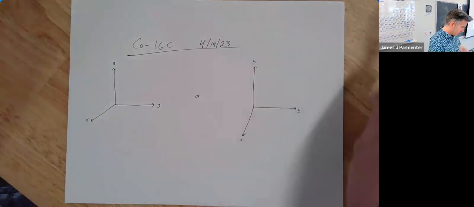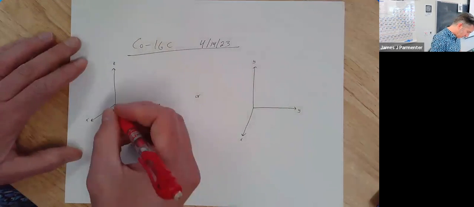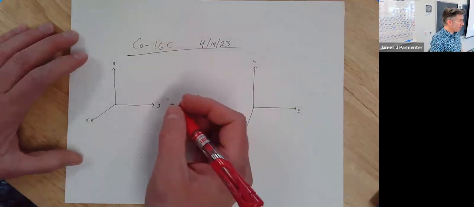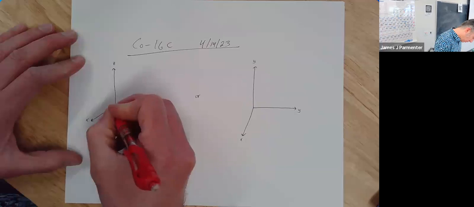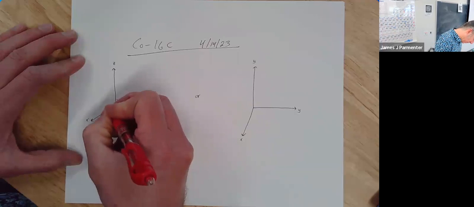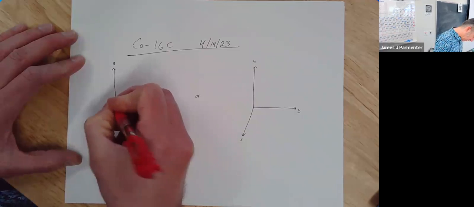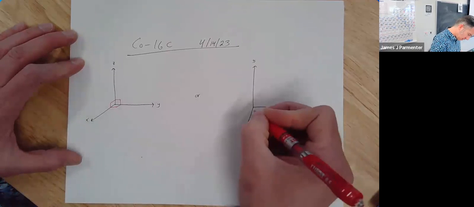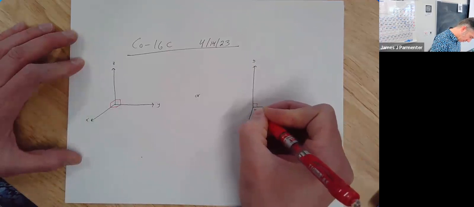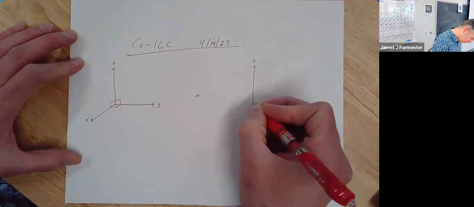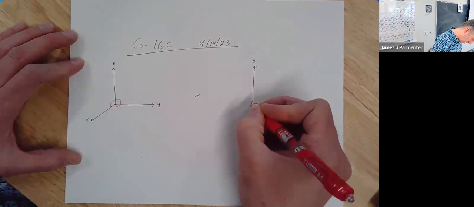But the whole idea here is that all these axes are at right angles to each other. So that is a right angle, that is a right angle, and that is a right angle. And so is this, right? There's a right angle. There's a right angle. And there is a right angle.